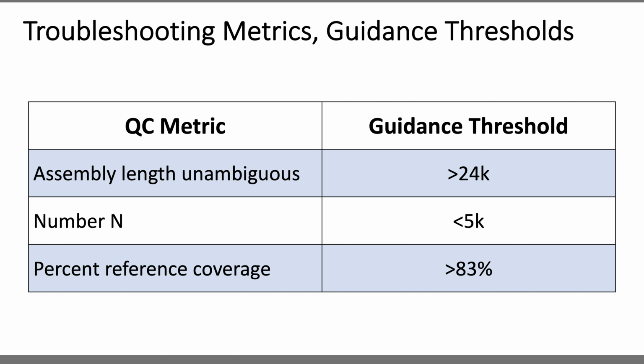And these metrics here are based on various database standards and communications in the public health community. GISAID, for example, won't accept genome submissions for samples with greater than 5,000 Ns. Nonetheless, these are simply suggested guidance thresholds. The thresholds labs choose to adopt for their internal QC protocols are fully up to the laboratory's discretion.